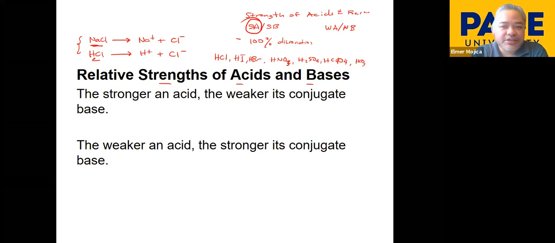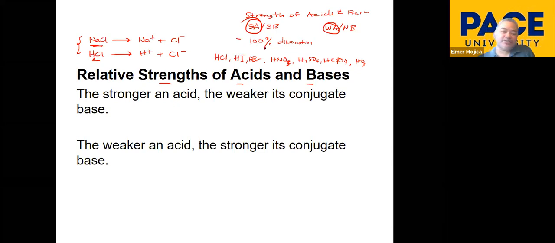Now, all you need to know is these 7 acids, and anything that is not listed there is automatically a weak acid. Okay? Now, the same thing with the base.